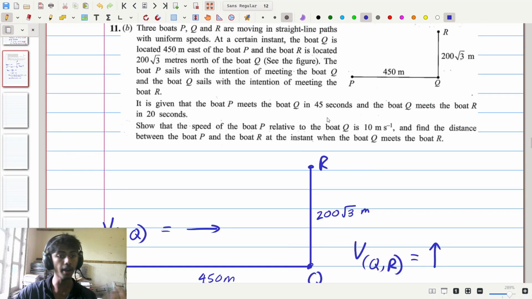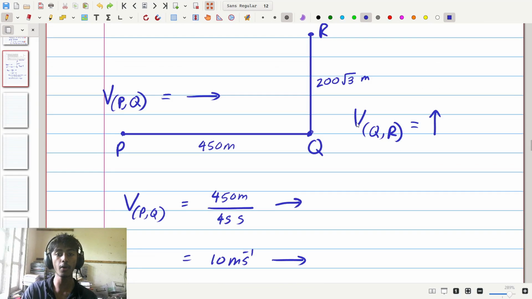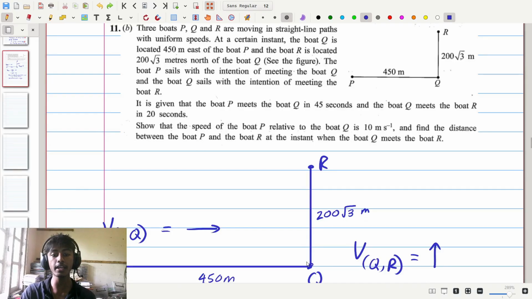Now for the second part, where we take a look at the motion of P and R and find the distance between P and R at the instant when Q reaches R, we need to also find the velocity of Q relative to R. Now for that one, if we go down, we can see the velocity here is vertically upward, and this distance of 200 root 3 meters is also in the same exact direction. And we also know the total time taken for Q to reach R is 20 seconds.